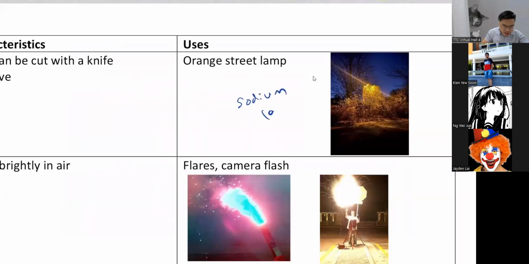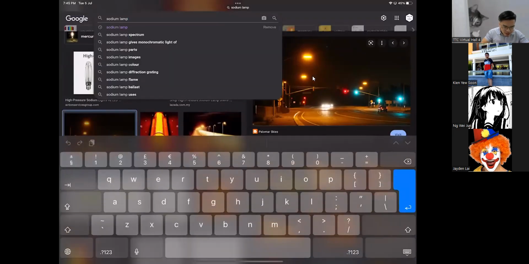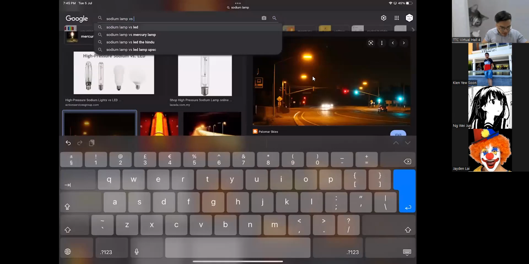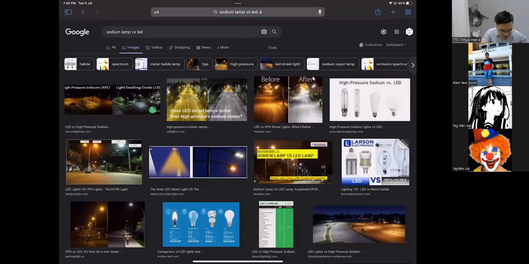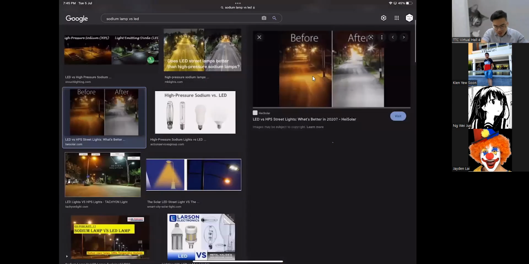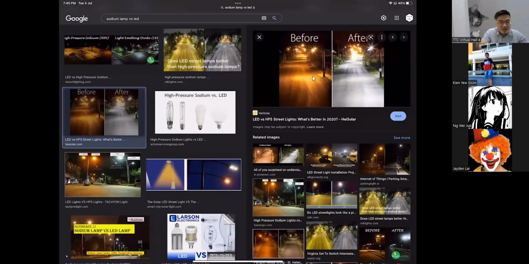So as you can see, we don't use them anymore because sodium lamp is not very bright. This is why we use LED. You look at the street, you see the difference. Can you see the difference? Sodium lamp is okay, not bad, but LED is so much better.